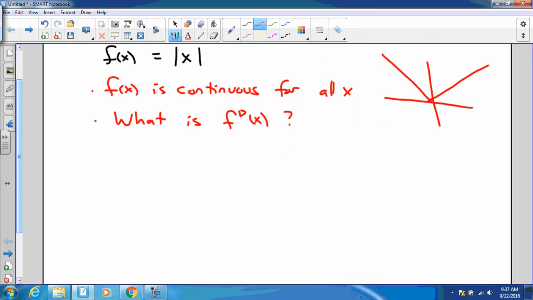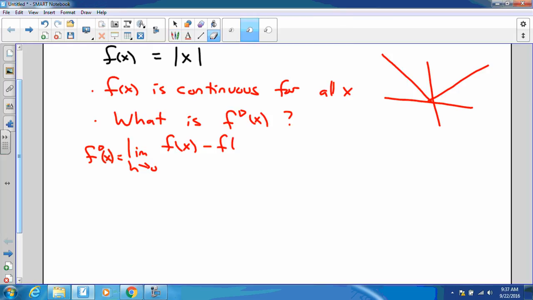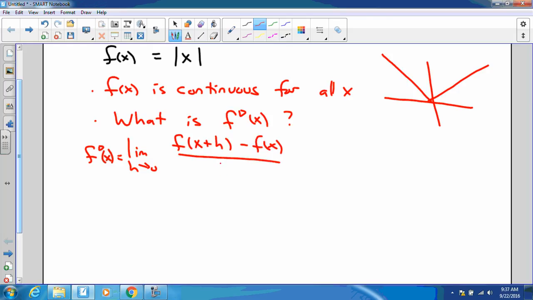I find, first of all, that I can set up the definition of the derivative. When I set up the definition of the derivative, I'm going to use an alternate form. We have defined f prime of x as the limit as h goes to 0 of f of x plus h minus f of x, all over h.